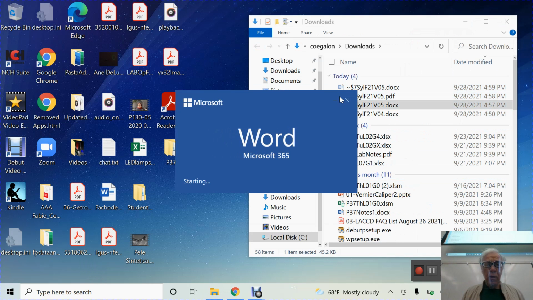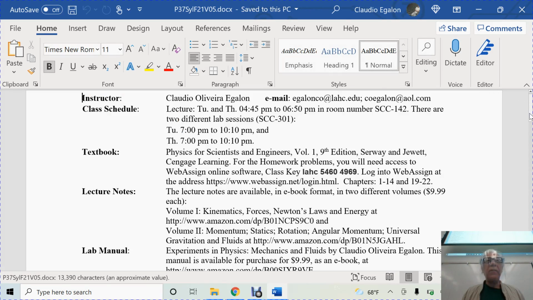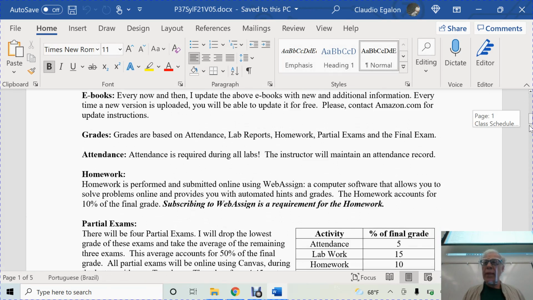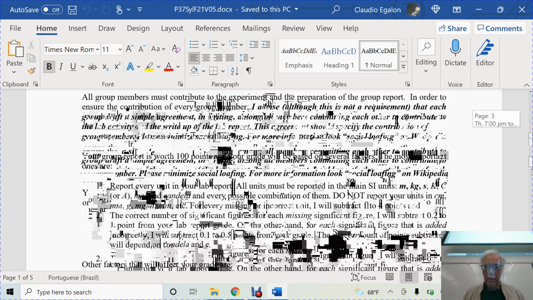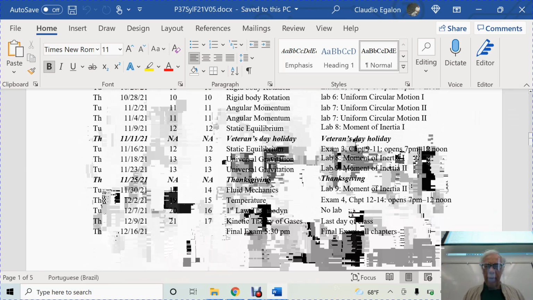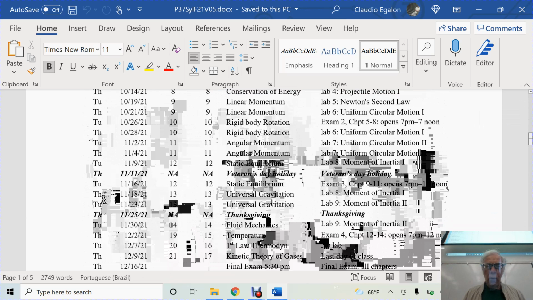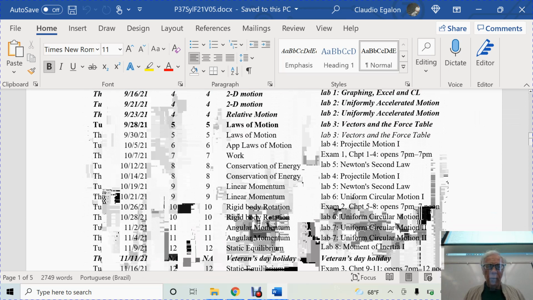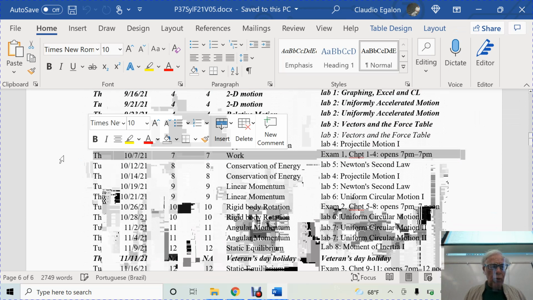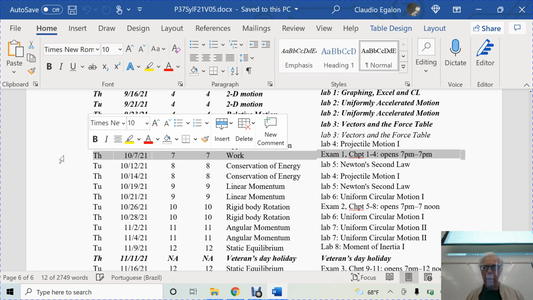We are going to have an exam, but the exam is going to be during the lab time, starting at 7 o'clock. The first exam right now is scheduled on October 7th, and it's going to open at 7 p.m. on October 7th. You're going to have a 24-hour window. You pick 2 hours to do the exam within this 24-hour window. That's how the exams are going to be.